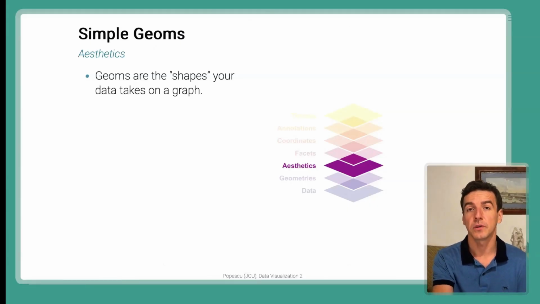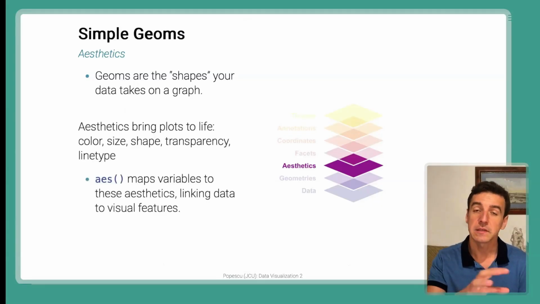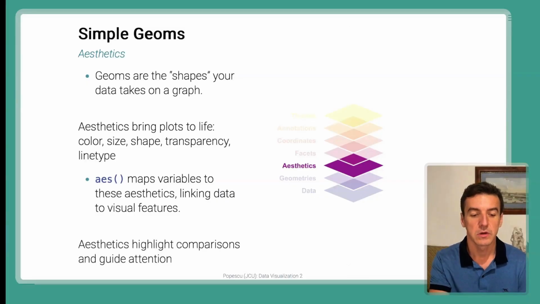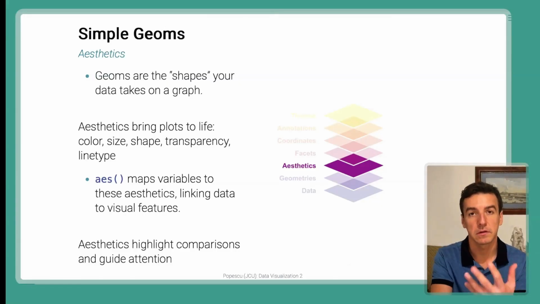So we learned so far that geoms are really the shapes that our data takes on a graph. Aesthetics are the kinds of things that bring a graph to life. These are things like color, size, shape, transparency. So AES, the aesthetic, is the kind of option in ggplot that allows us to map these aesthetics and to link the data to specific visual features.